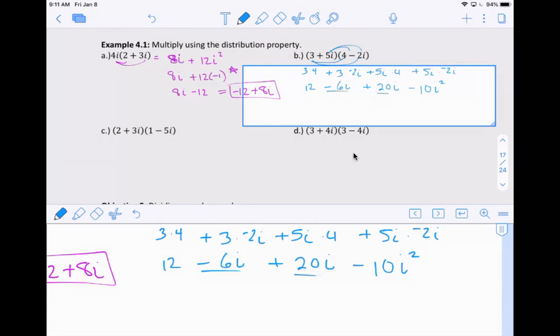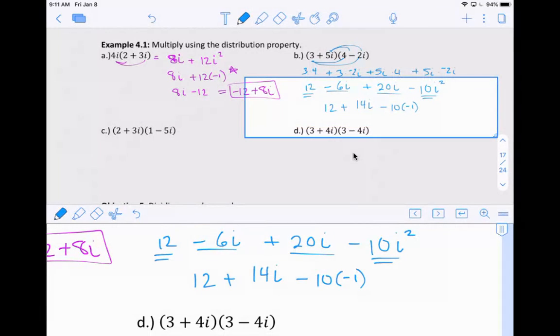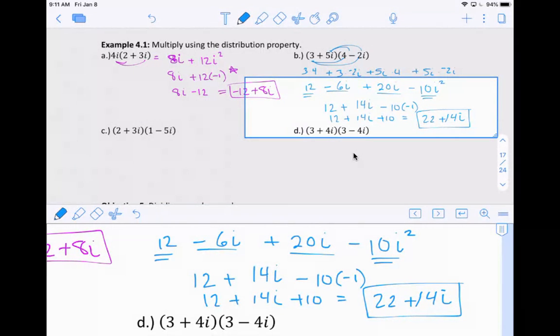Okay, let's do some combining now. I'm going to start with the i's, because those are like terms. We get 14i. Here, it doesn't look like I can combine these yet. Let's take care of that i squared first. Negative 10 times negative 1, i squared. And so I get 12 plus 14i plus 10, which ends up giving me a 22 plus 14i as my final answer, another complex number.